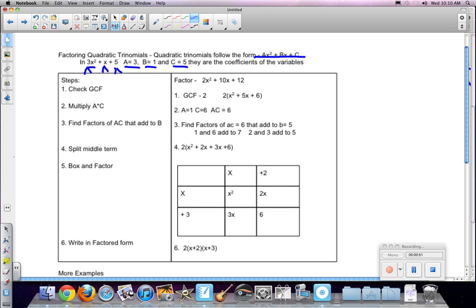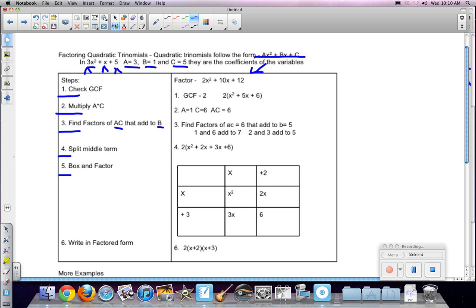So let's take a look at an example. Here are our steps. First, we're going to check for the GCF. We're going to multiply a times c. We're going to find factors of that product that add to b, and then we're going to split the middle term, box, and factor. Okay, so let's go through an example. Here's my example, 2x squared plus 10x plus 12.